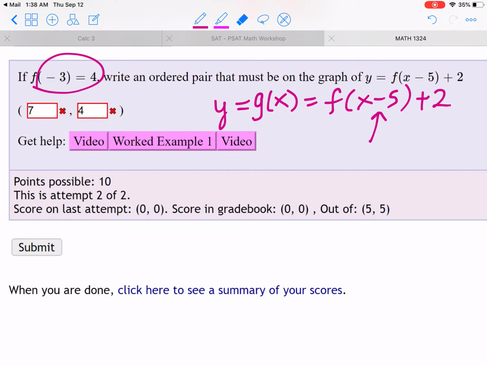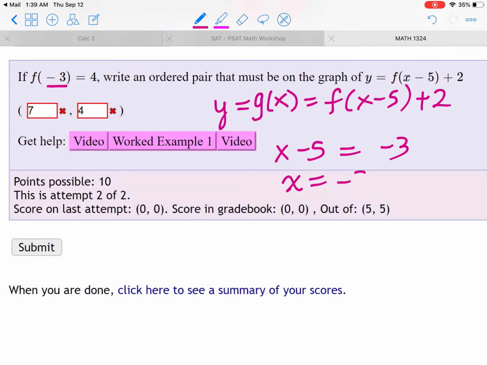So in other words, what we're going to do is set x minus 5, which is what's in here, equal to -3, because we're going to use this fact. And so the x value we end up plugging in is going to be -3 plus 5, which is 2. 2 is going to be the number we're going to use to plug into g. And so let's go ahead and do that.